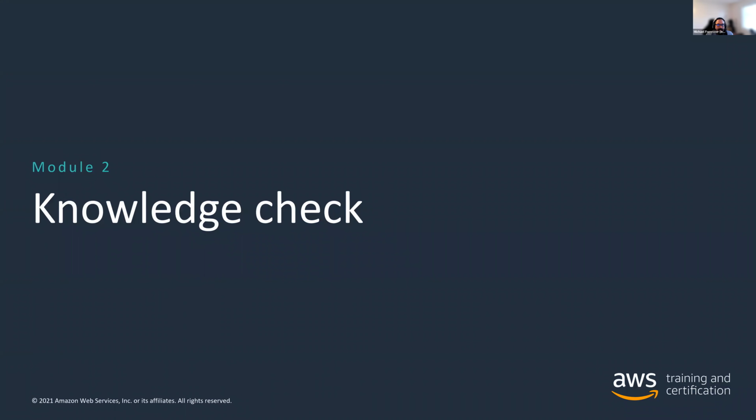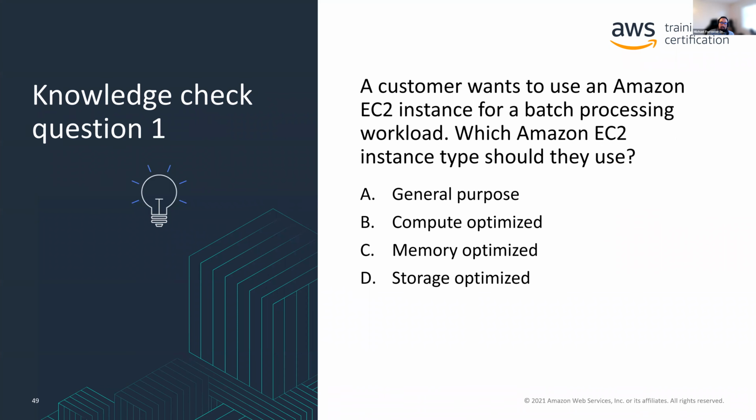All right. A little knowledge check. Number 1, a customer wants to use an Amazon EC2 instance, a la virtual machine, for a batch processing workload, which means it's going to be CPU intensive. Which Amazon EC2 instance type should they use if they're going to do batch processing in that flavor? Good. Yeah, we're going to use compute optimized, right? Because it's CPU intensive. Notice that once again, they didn't stick accelerated computing as an answer. Maybe they just don't like accelerated computing.